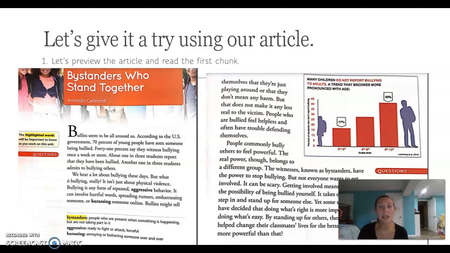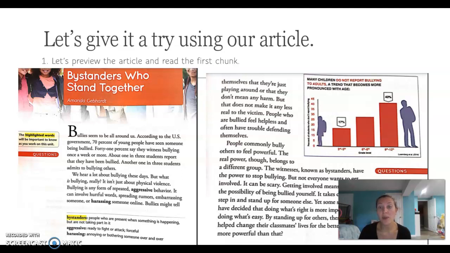So when I preview this text, looking at my titles, Bystanders Who Stand Together. And as I keep previewing, I notice that there are a lot of vocabulary words. Some of the vocabulary words are bolded, and the word bystanders, which is also in the title, so that must be really important, is also highlighted. I also noticed that at the bottom of the first page, we have a footnote, and that gives us all of our bolded and highlighted words as well as their definitions.